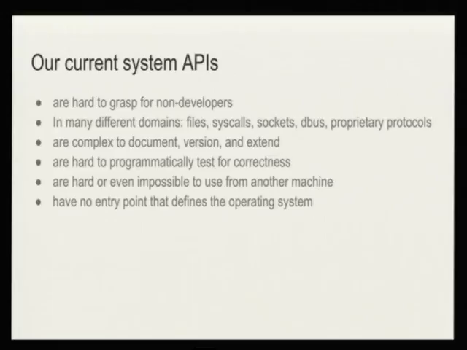You cannot test them for correctness because it's not even documented or strongly typed or strongly defined what the options are. And it's even impossible to use from another machine. You have to SSH in there, inject some Python, whatnot, which is what Ansible is doing, and then interface with that machine. Because there's no defined entry point to that machine.